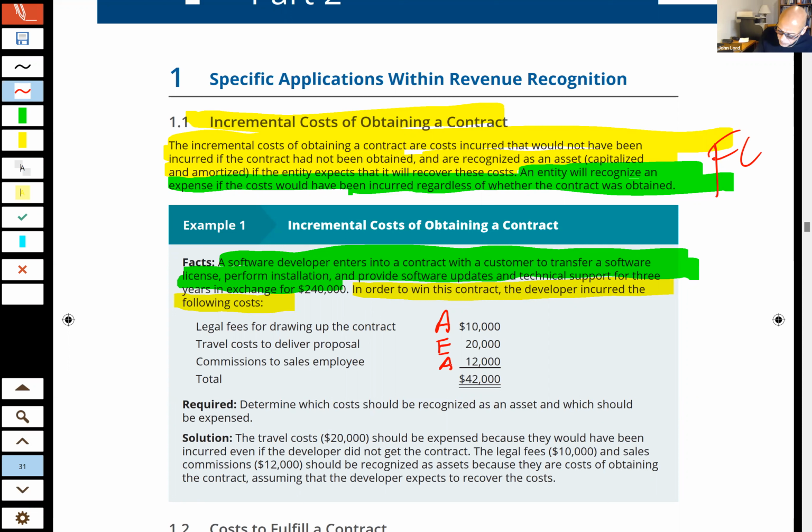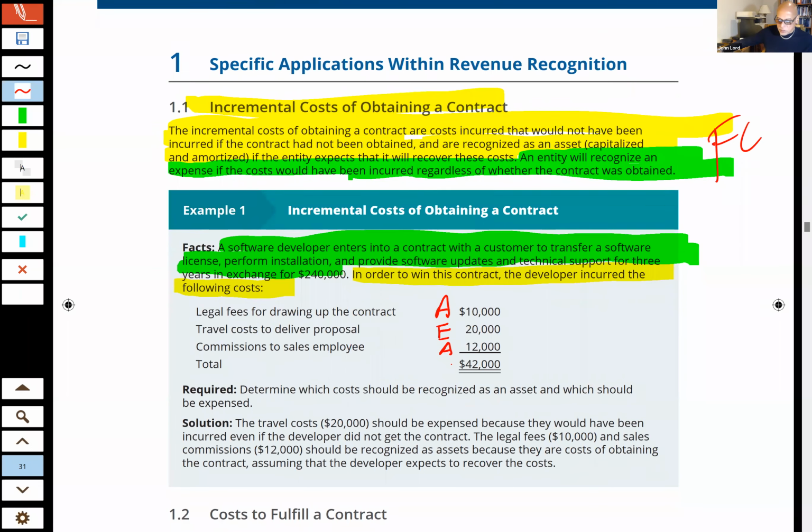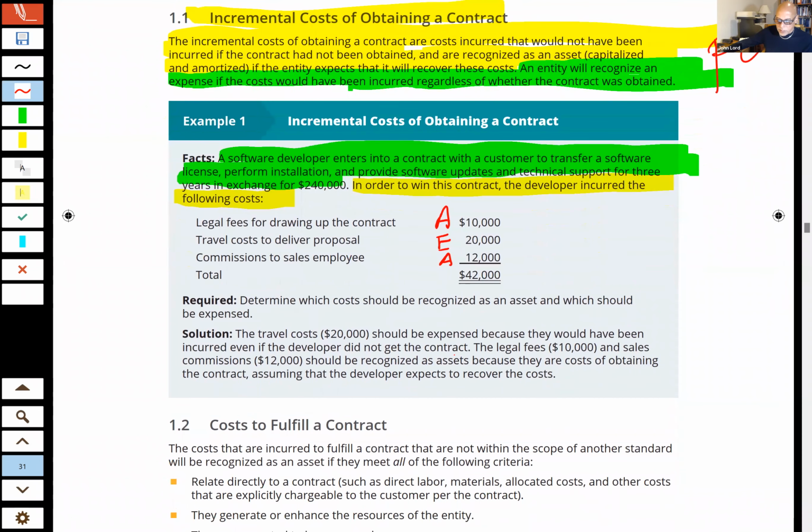Good. And that's what they tell us down here in the answer. The travel cost, yeah, that should be expense. The other two are an asset. And then we would amortize the 22,000 here. Since it's a 3-year contract, I guess we'd amortize that over 3 years, right? If there's a point in time that's going to occur, say in the next period, as to when we'll deliver that, then we'll expense those assets at that time.